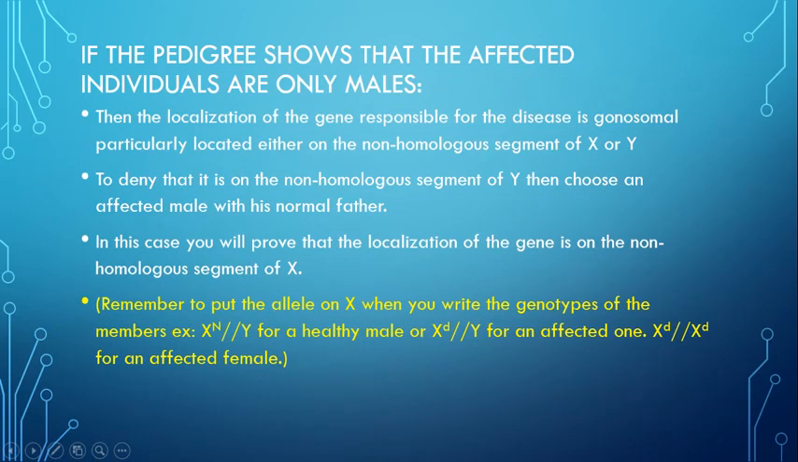If she is normal, then she might have a genotype of X capital N pure, or X capital N, X small d hybrid. So this is the way to write the genotypes, in case you have chosen or you have proven that the localization of the gene is on the part of X not homologous to Y.